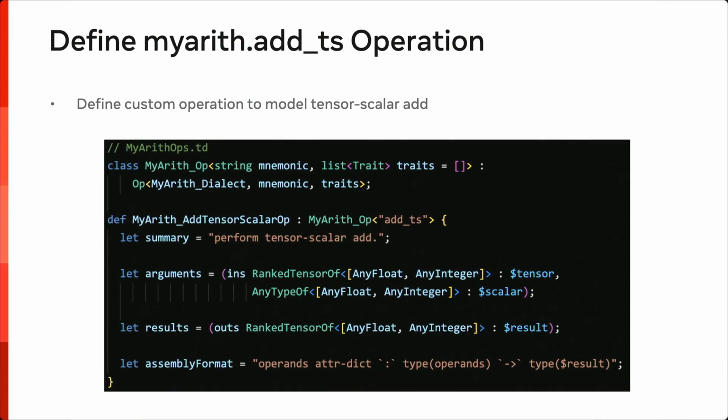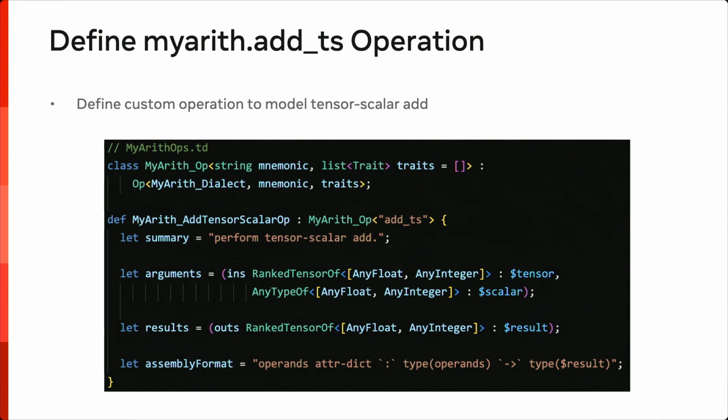Next, we'll define our new operation. So we're doing this again using TableGen. We'll create a new file called myarith_ops.td. Inside of it, we're defining the MyArith ops, which are essentially all the operations in the MyArith dialect. So we, again, inherit the base MLIR Op, and we specify the dialect name, and we're basically just passing the mnemonic and the traits through. To actually define the new operation, we just need to define this MyArith add tensor scalar op. We specify the mnemonic to be add_ts.